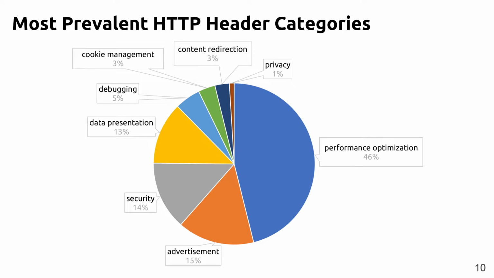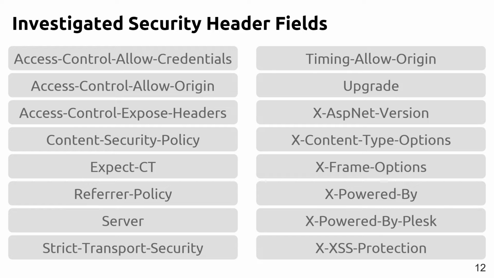As you can see, the most prevalent purpose was performance optimization, followed by advertisement and security. Cookie management, content redirection, and privacy were not used much. In this work, we only focus on the security-related header fields. We consider a header field security-related whenever it has an impact on security. And therefore, we also consider header fields in the advertisement category that leak data, although that may seem inappropriate without any context. In the end, we could identify 16 header fields that relate to security, which are shown in this slide.